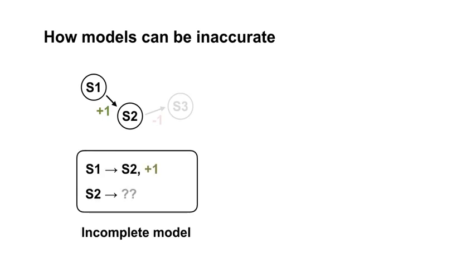First, let's talk about what it means for a model to be inaccurate. Models are inaccurate when transitions they store are different from transitions that happen in the environment. At the beginning of learning, the agent hasn't tried most of the actions in almost all of the states. The transitions associated with trying those actions in those states are simply missing from the model. We call models with missing transitions incomplete models.